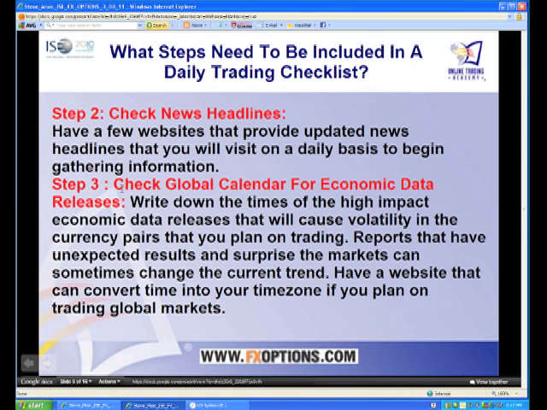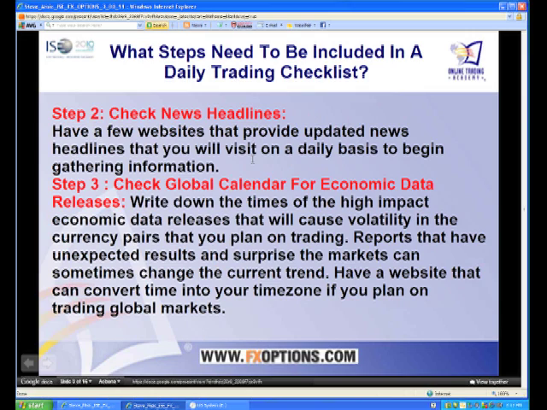Step number 2, as you're preparing for your day, it's a good idea to have a few websites that provide updated news headlines. So you want to be able to glance and see what's going on in the world currently. Plus, if you happen to be trading economic data releases from the previous day, you want to have a record and review what the press was saying about those economic data releases. So when you start gathering your information, have a couple of websites that you use for news headlines.